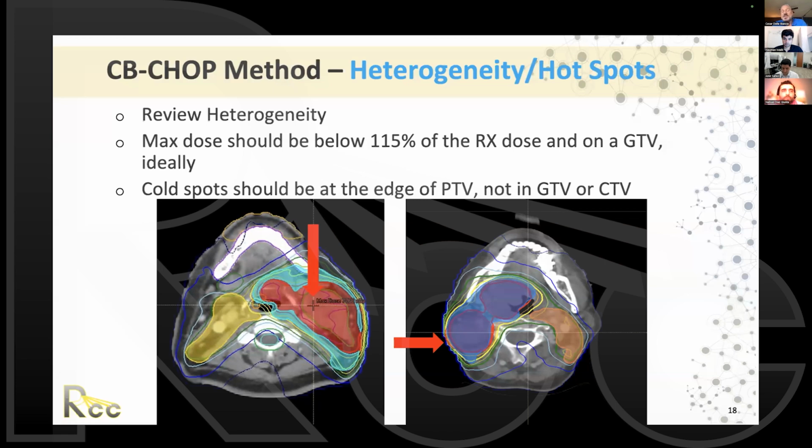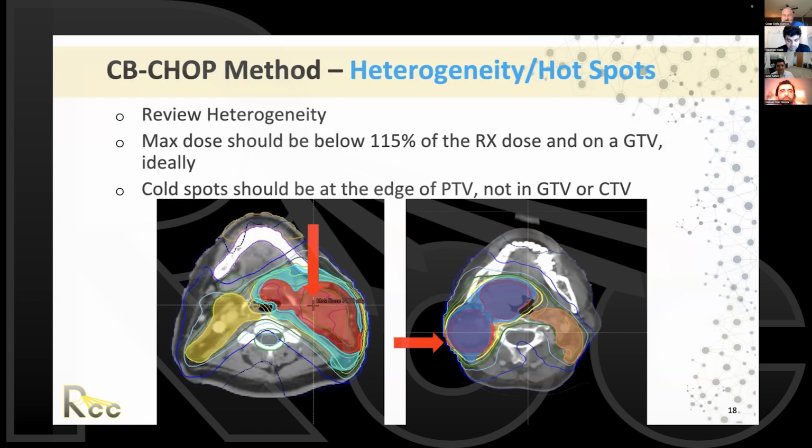And the cold spots should normally be expected at the edge of the PTV, not in the GTV and not in the CTV. That's why we add the planning target volume, a structure that also takes into account differences in heterogeneity. But you want to make sure that your gross tumor disease and the clinical target volumes are very well covered. And again, this depends on how close certain organs at risk are going to be to the targets. Anything I'm missing to add?